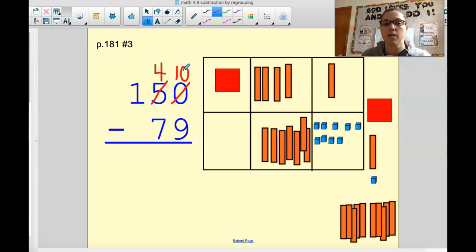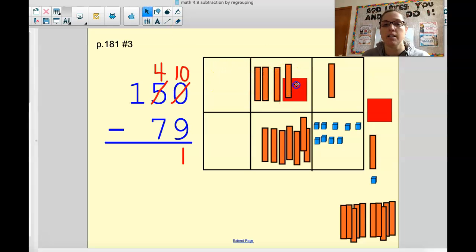And now we can subtract 10 minus 9, write it. 10 minus 9 is 1. Now go to your tens place. 4, take away 7. Do we have more on the top or more on the floor? We have more on the floor. So we have to go next door and get our 100 and bring it into the tens place.